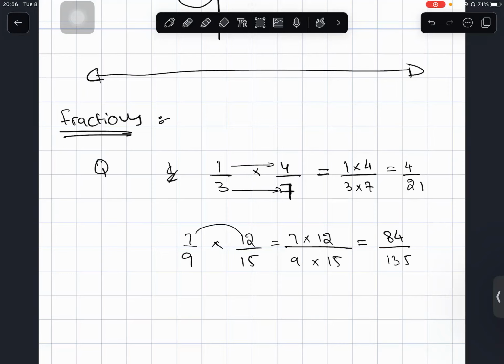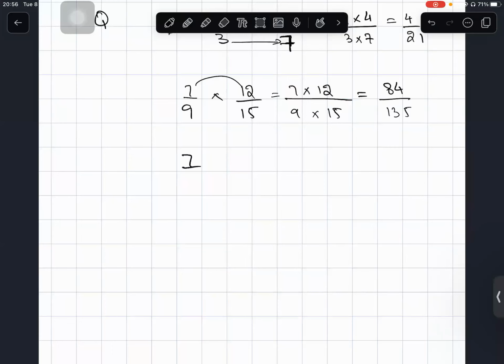Like for example, if we look at this step only, let's go through this as well. 7 by 9 times 12 by 15. So we understand that this fraction, 12 by 15, can be simplified, right? How do you think this will be simplified, 12 by 15? We divided by 5.